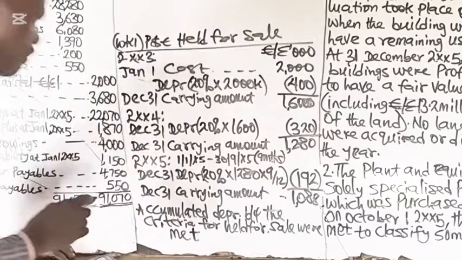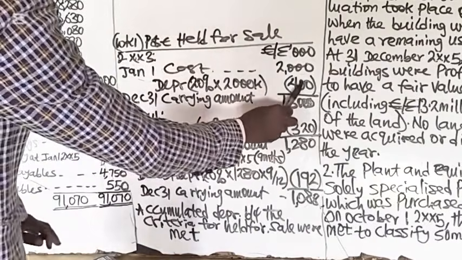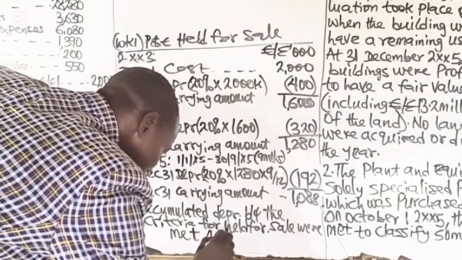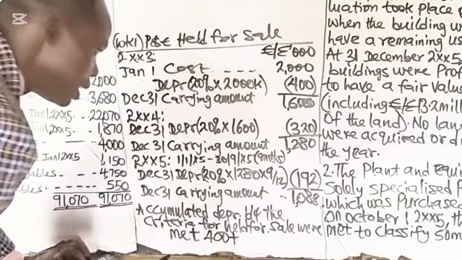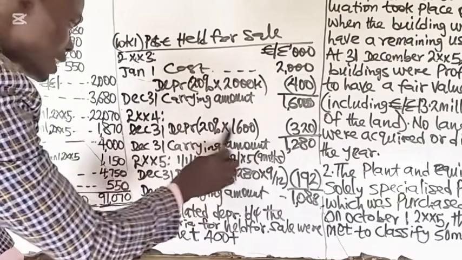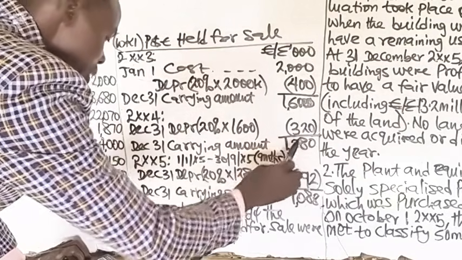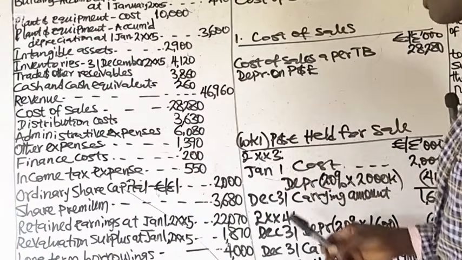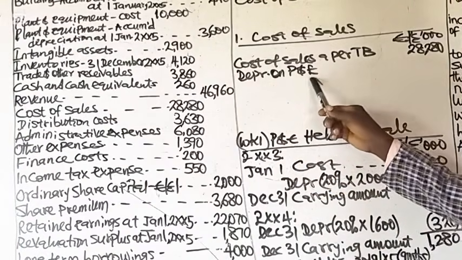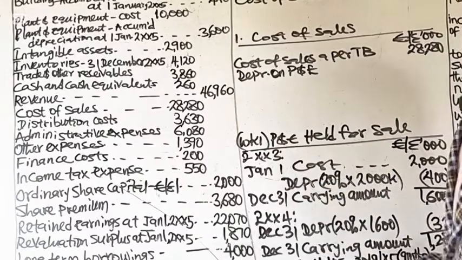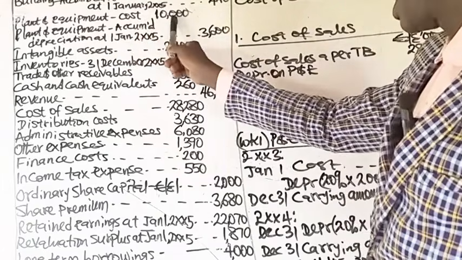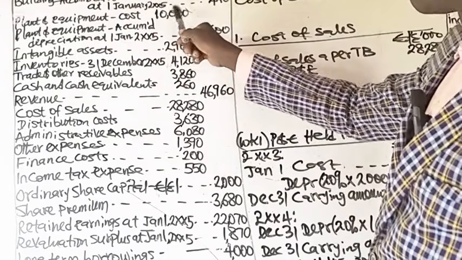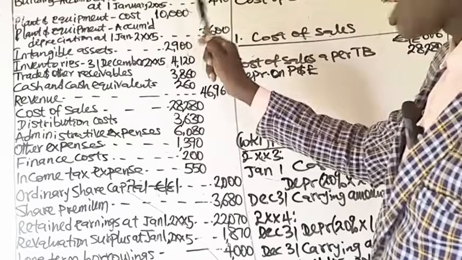Before the criteria for held for sale were met, in the first year of this asset, depreciation of 400,000 was charged, plus the second year, 20X4, we have 320. We want to calculate depreciation on plant and equipment. So we have plant and equipment cost 10 million. Remember, of this 10 million, 2 million has been classified as held for sale.